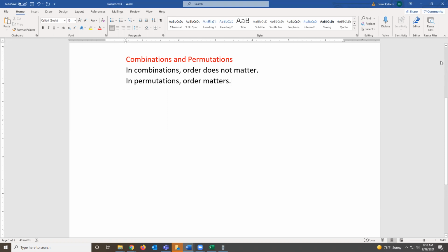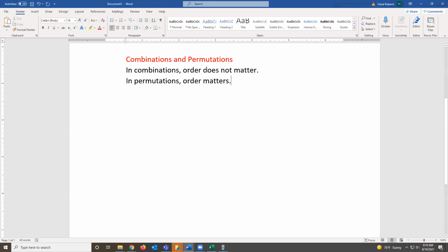So one example is that, let's say we have to select a committee of 3 members from a total of 10 people. And all those 3 members that are selected have the same rank and same duties and everything. In this case, order doesn't matter. It's just which 3 people you select. And so that would be a combination situation.